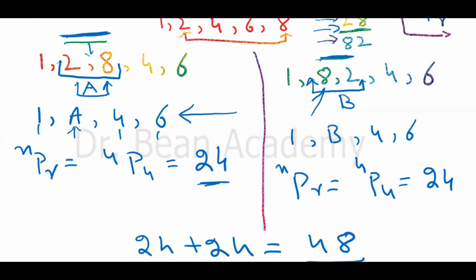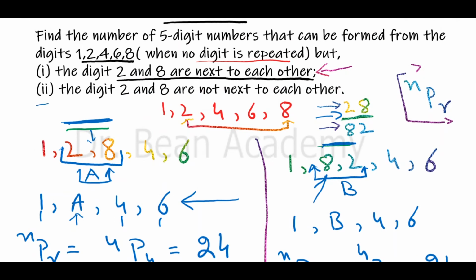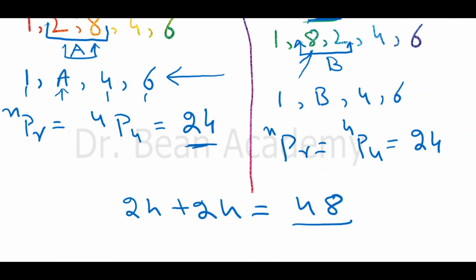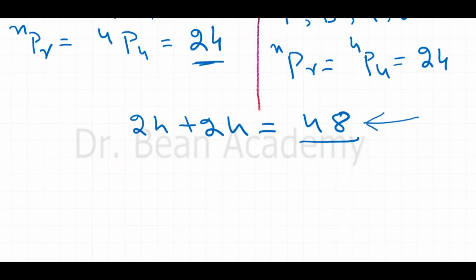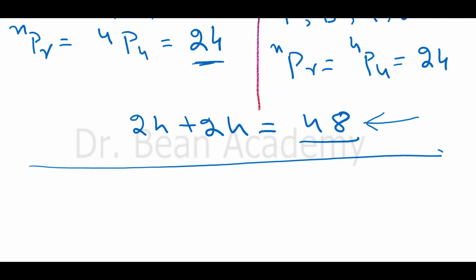Okay, now let's move to part 2. It says that once again calculate all the permutations, or the 5-digit numbers you can make from these choices, and the condition is that digits 2 and 8 are not next to each other, because we have already calculated all the possible permutations when they are next to each other. Now we need to calculate how many permutations we can make when they are not next to each other. So this is quite interesting. First, I am going to calculate all the possible permutations whether they are next to each other or not.